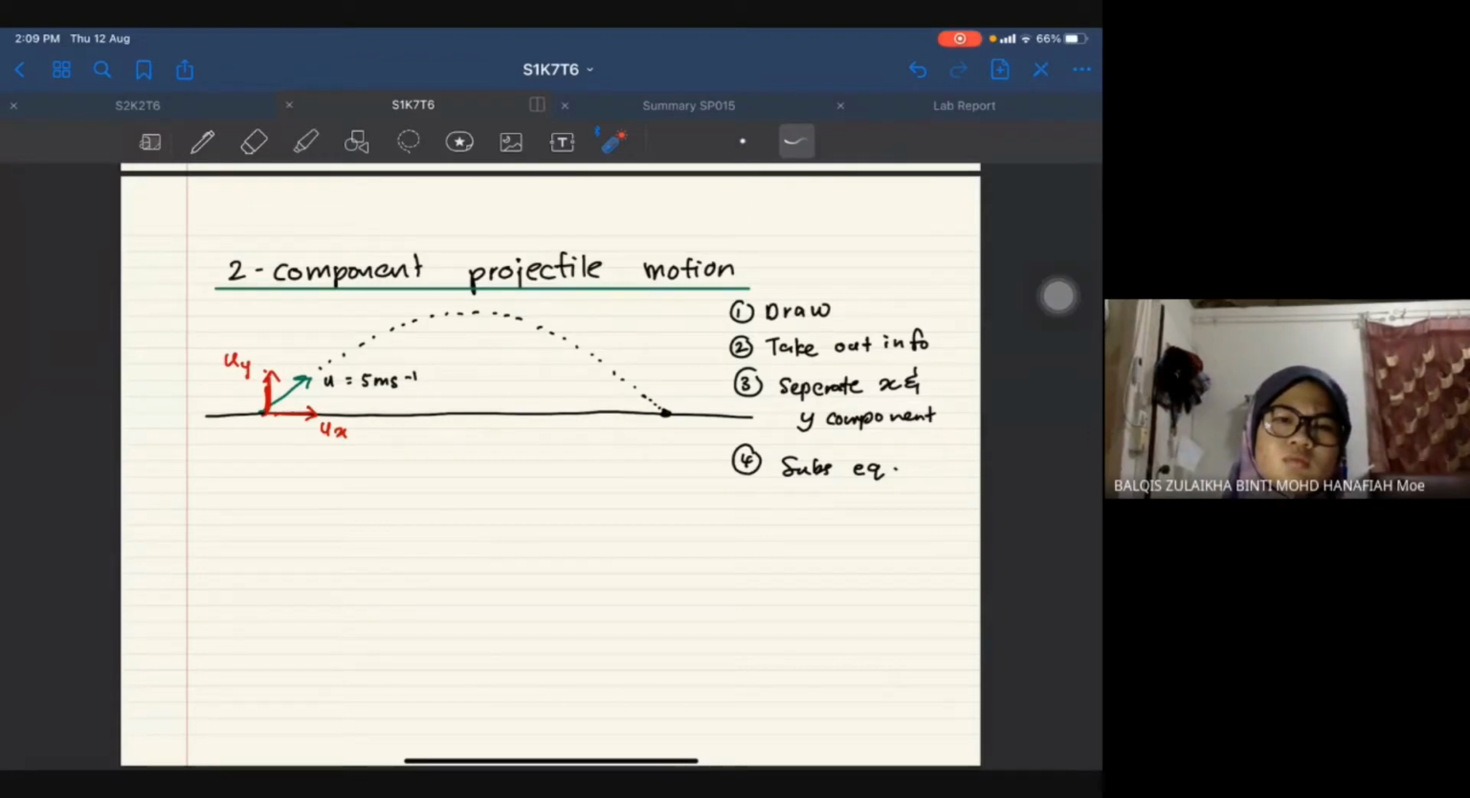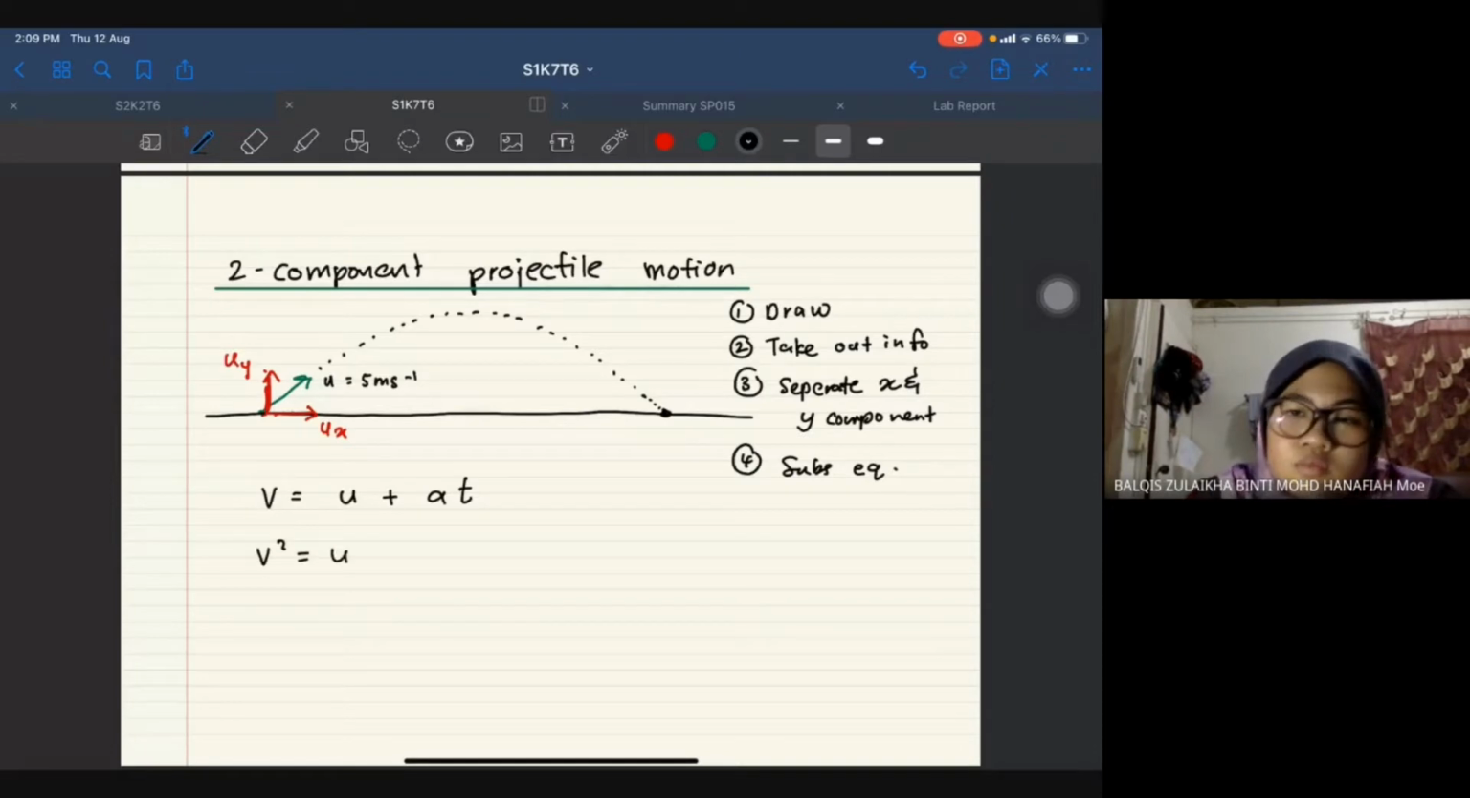Okay, now previously, if you still remember, we have the three main equations. So I'm going to rewrite them. Over here, v equals u plus at. v squared equals u squared plus 2as. s equals ut plus half at squared. Okay, so this is the general equation. These are the equations that will be given in the formula sheet.